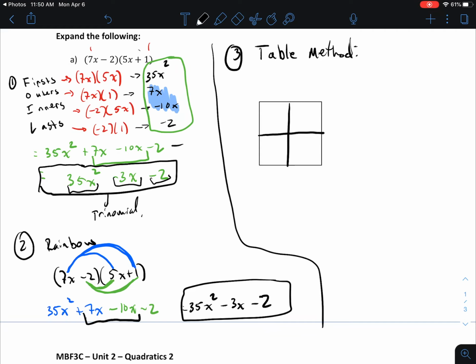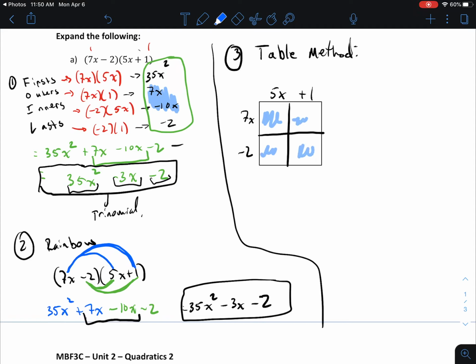The way this works, and it doesn't matter what order you do this in, you can go 7x and negative 2, and then you can go 5x and 1. Now you could choose to put the 5x here. If I chose to flip this around, it wouldn't matter. I'll do that here just for argument's sake. You could put the 5x here plus 1, and you can do 7x minus 2. It does not matter. Then all you're going to do is fill in each of these boxes.